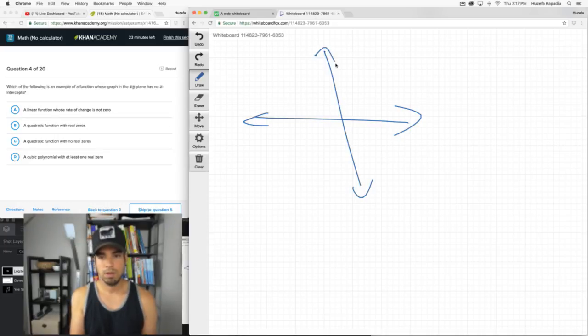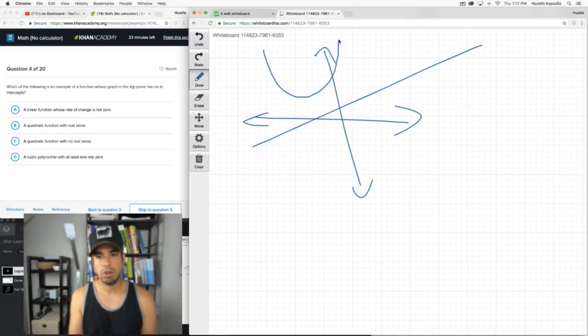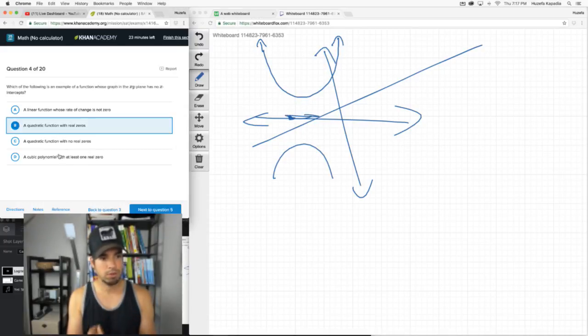Oh, all right. So let's see. A linear function whose rate of change is not 0? No, because it would go like this or like this, and it would definitely hit the x-axis. A quadratic function with no real zeros, that's our winner, because a quadratic function with no real zeros means it never touches the x-axis. It's either above it or below it. We don't need to go any further. That's the answer.